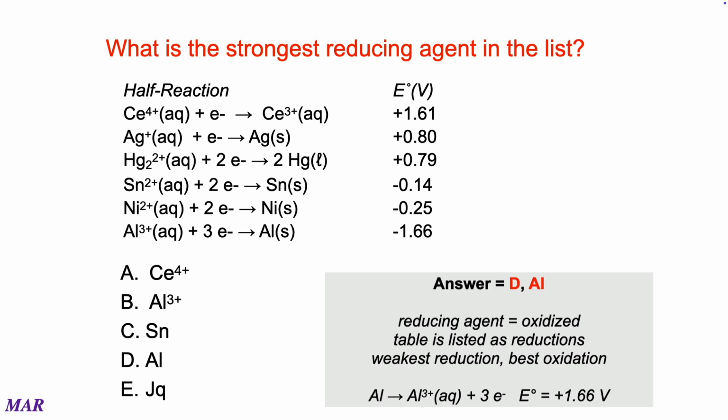So just be careful. And again, I didn't make these rules. I think they suck, to be totally honest. However, we got to deal with what we got. And aluminum is going to be the best answer here. Reducing agent equals oxidized. Oxidizing agent equals reduced. Any questions on that?